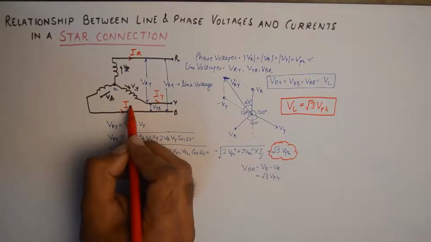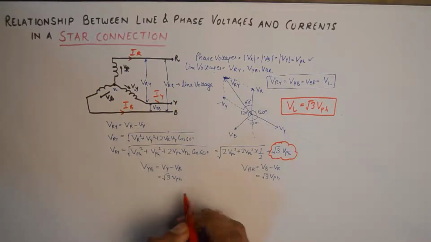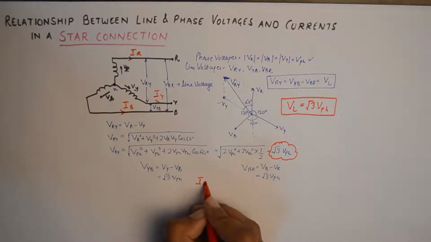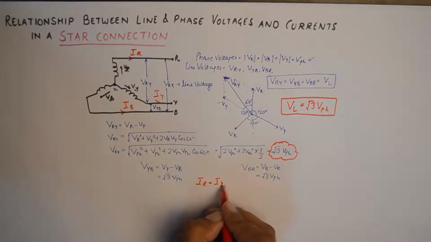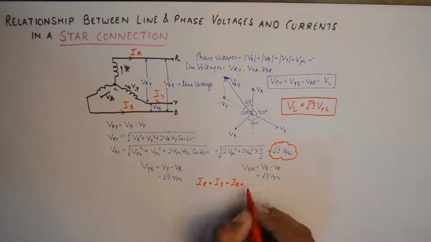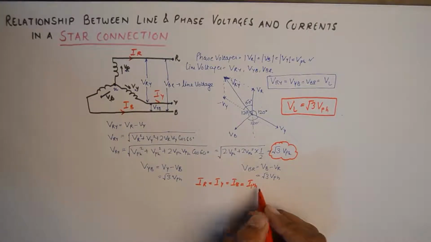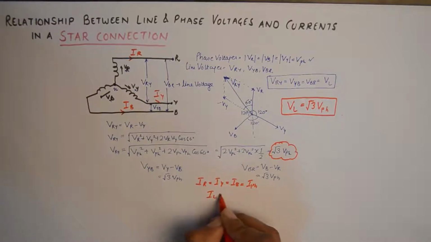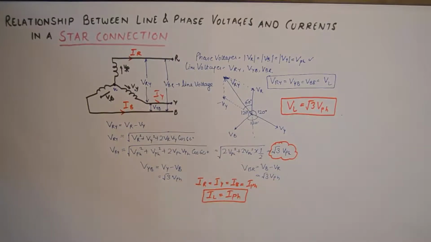So I'll say that all the currents IR is equal to IY is equal to IB is equal to IPH, and we know that IL is equivalent to IPH also. So line current is equivalent to the phase current in star connection, and line voltage is equivalent to under root 3 times the phase voltage. So this is how the relationship between line and phase voltages and currents are there in the star connection.